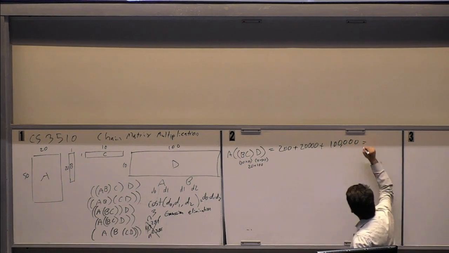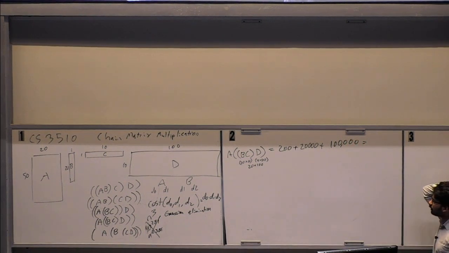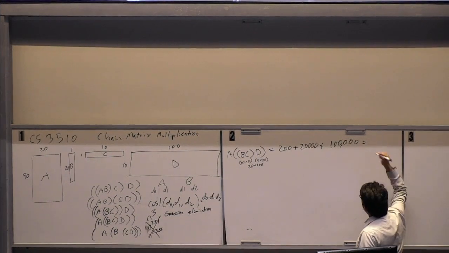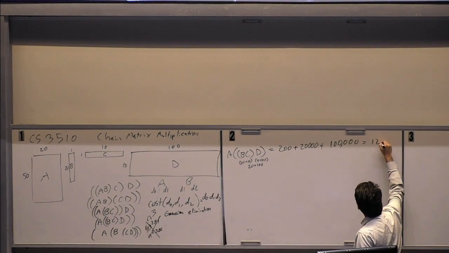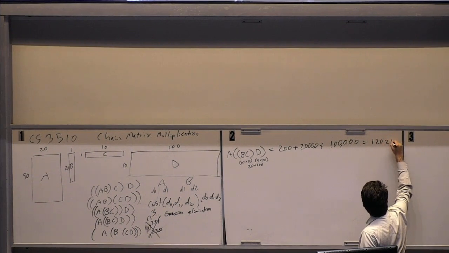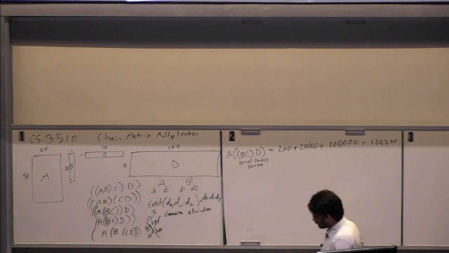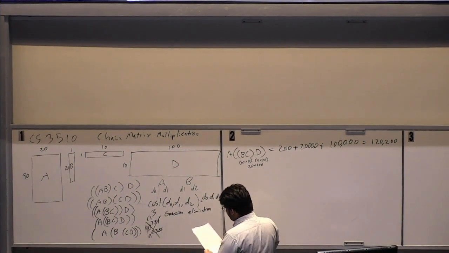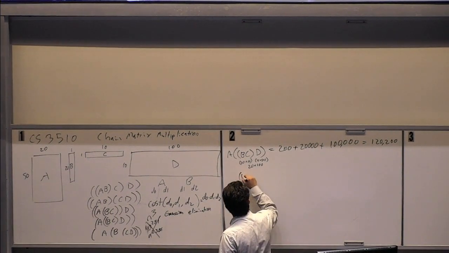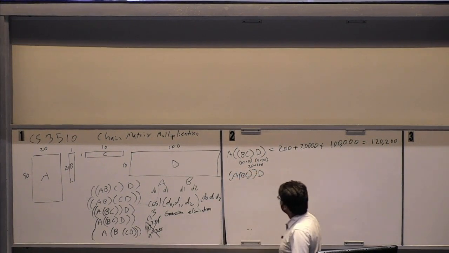Right? So if you multiply the matrices in this order, you're going to get like 120,000 and 200. That's kind of a lot, so maybe that's not the best way. Let's consider a different association. Let's suppose we didn't multiply by D first. Let's suppose we chose to multiply by A first. Right? Something like that.